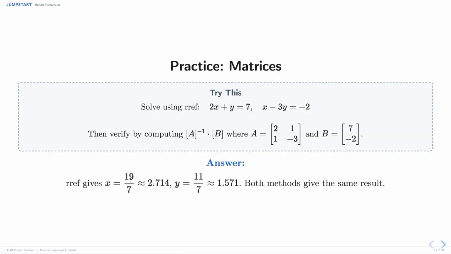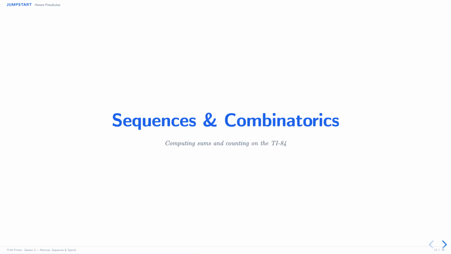Now it's your turn to practice with matrices. Solve the system given by 2x plus y equals 7 and x minus 3y equals -2 using rref. Then verify your solution by computing the product of the inverse of matrix A and matrix B, where A is a 2 by 2 matrix and B is a 2 by 1 matrix. You should find that both methods yield the same results.